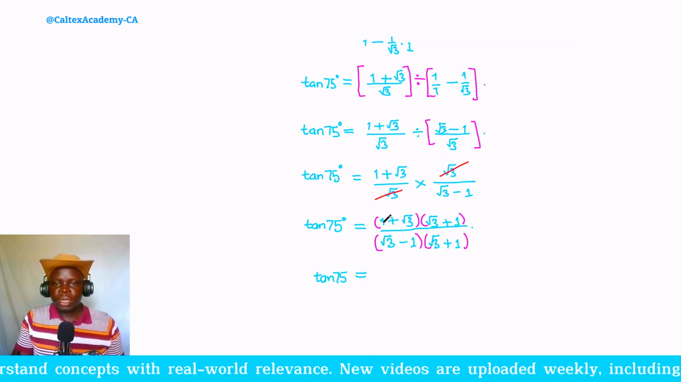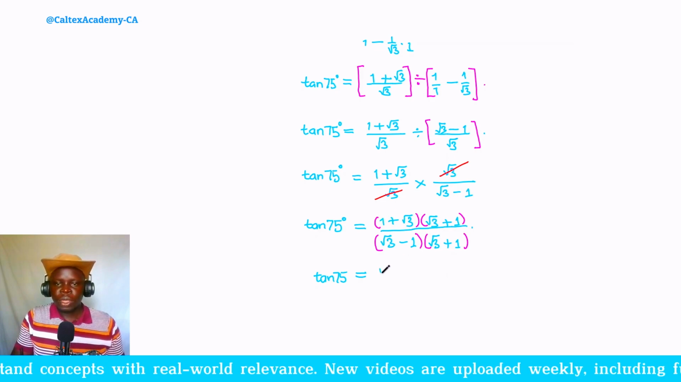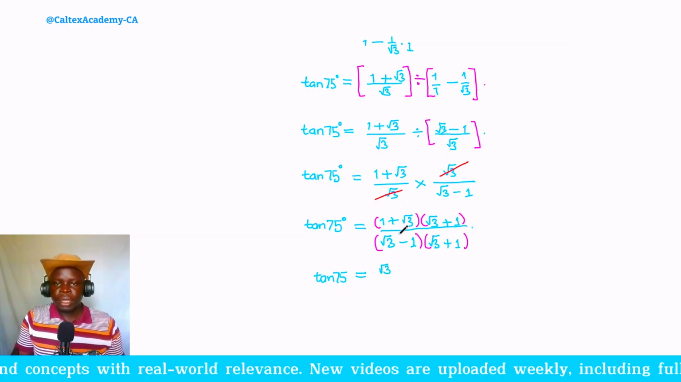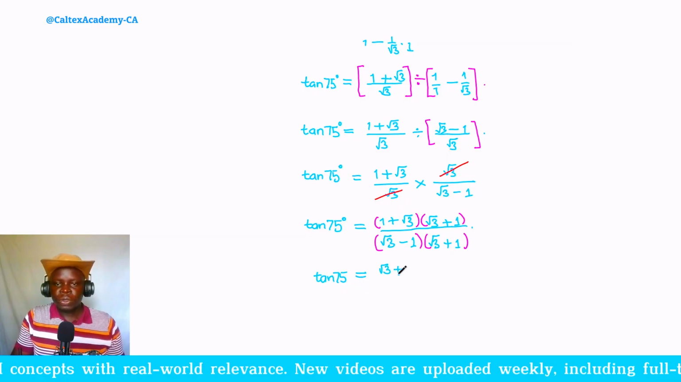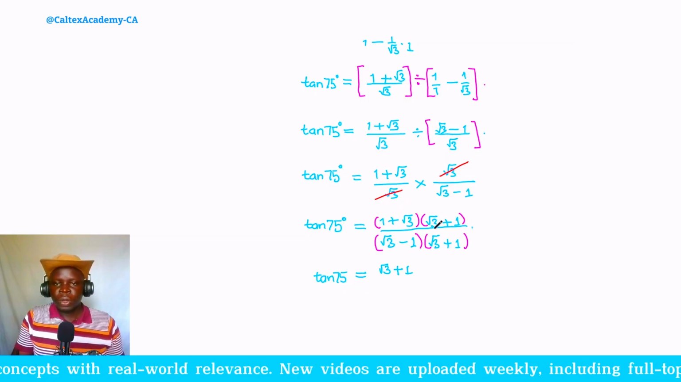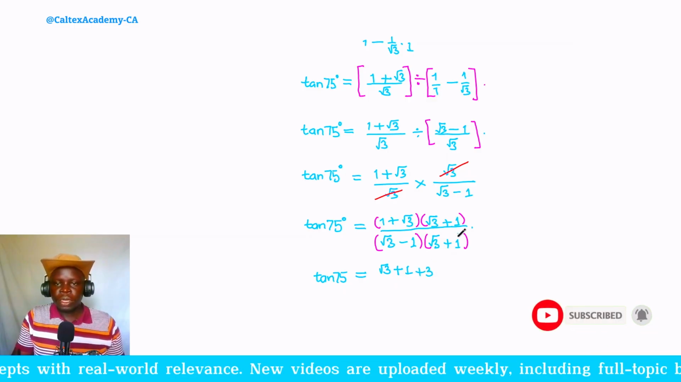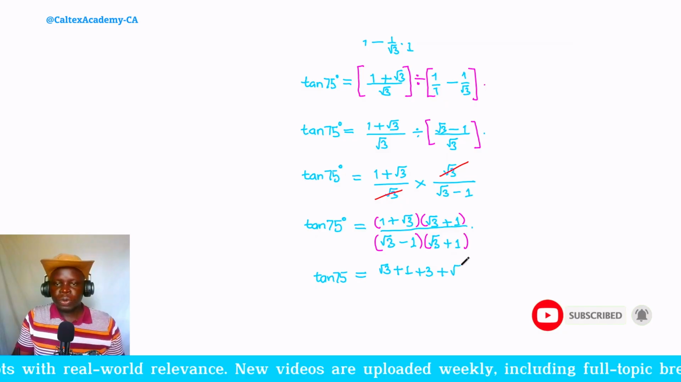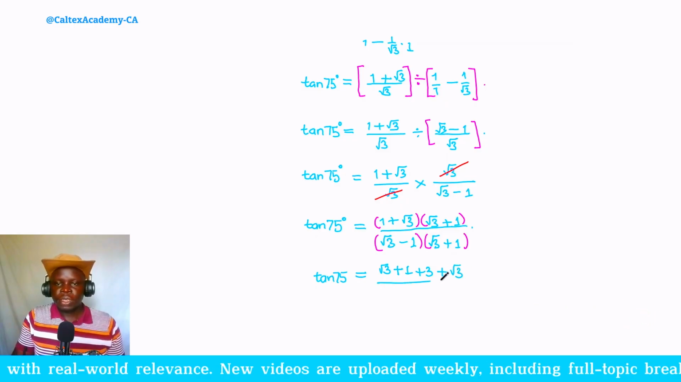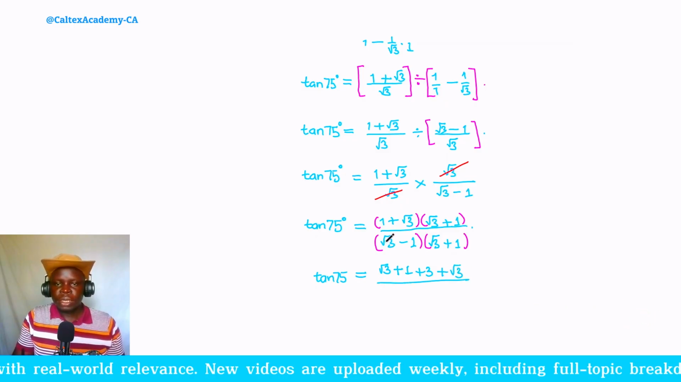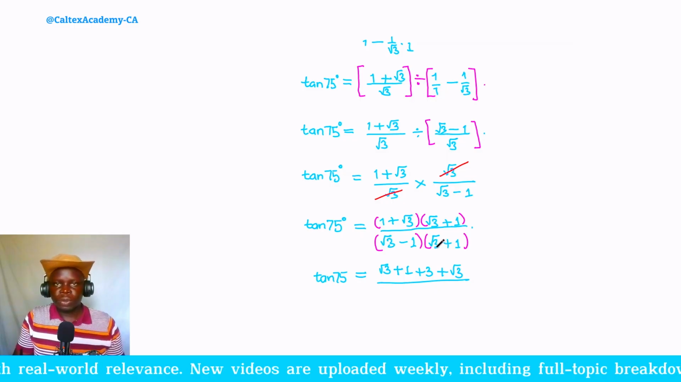Now when you multiply 1 by root 3, we get root 3, and 1 times 1 is also 1. Root 3 times root 3 is simply 3. Then root 3 times 1 is also root 3. So we divide this by the denominator. These are differences of two squares.